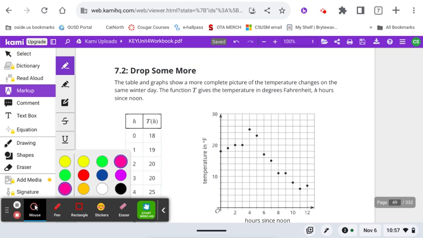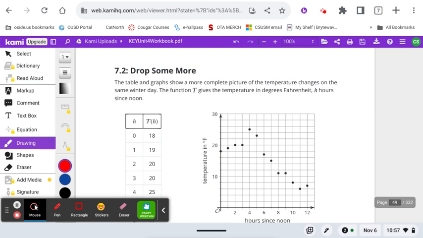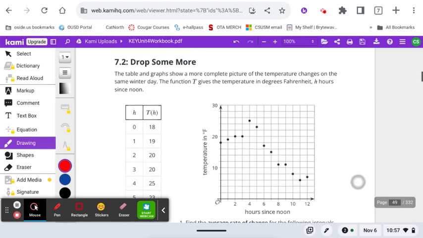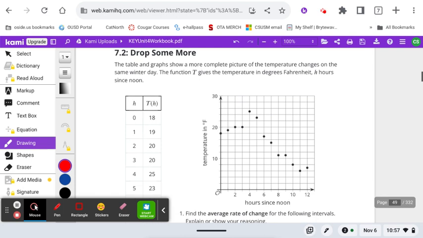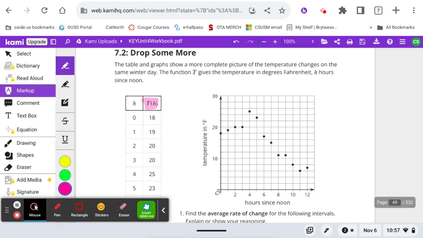All right, now we're looking at a more detailed table of this increase and drop in temperature. So the table and graph shows a more complete picture of the temperature changes on the same winter day. The function T gives the temperature in degrees Fahrenheit, and then the H is the hours since noon. Notice hours since noon is our independent variable, our X, or our input. And notice temperature in Fahrenheit is our output.